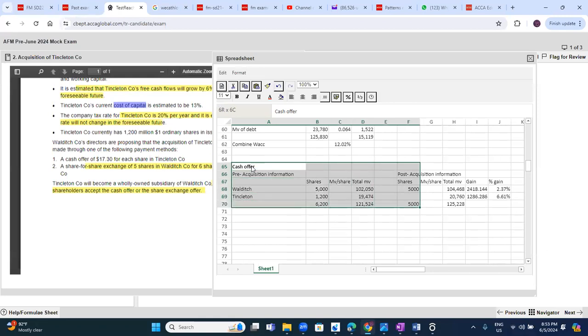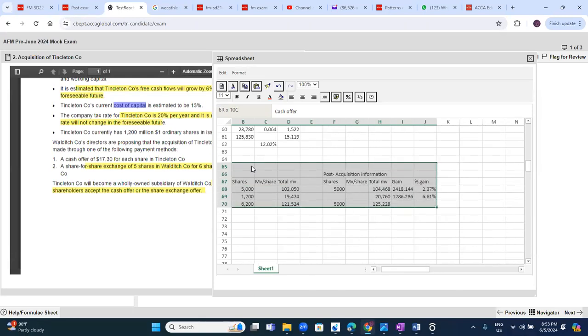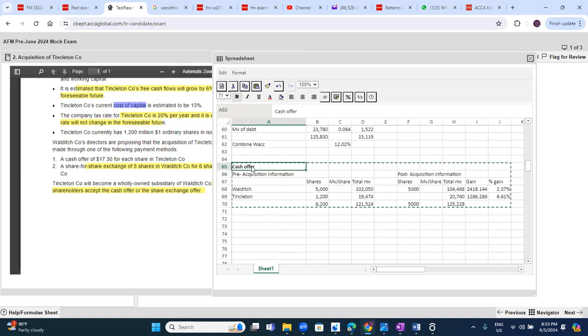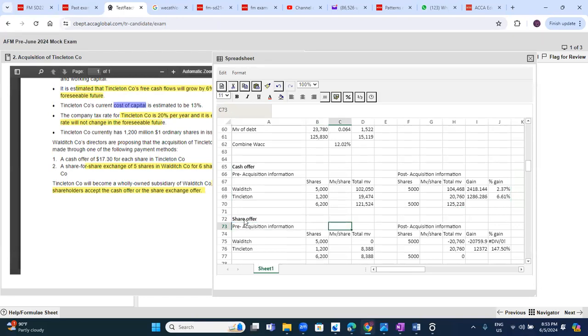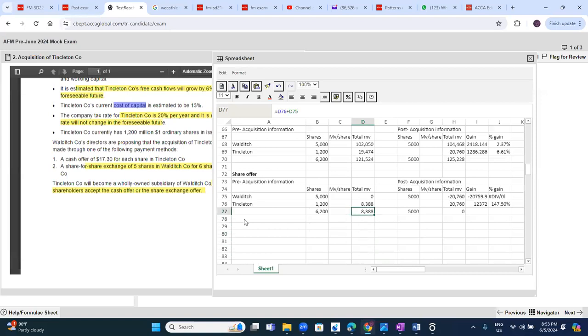Now copy the same information and paste below. Just change the heading. Instead of writing cash offer, you will write share offer. Okay. Combined market value. Value of W. Please correct it. Value of W and 10. Okay. Write the combined market value again. You can copy from above.